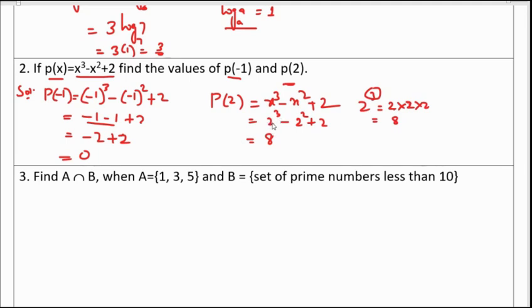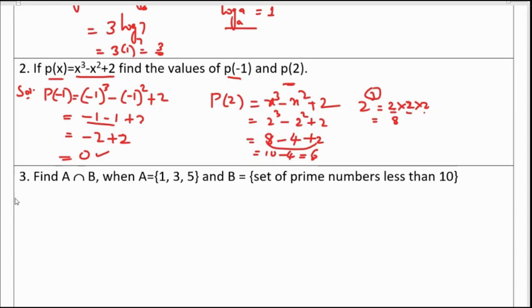It's not 2 times 3. It is 2 cube, which means 2 should be multiplied 3 times. So 2 into 2 is 4, 4 twos are 8. 2 square is 4, plus 2. So 8 plus 2 is 10, 10 minus 4 is 6. So P of 2 is 6 and P of minus 1 is 0.